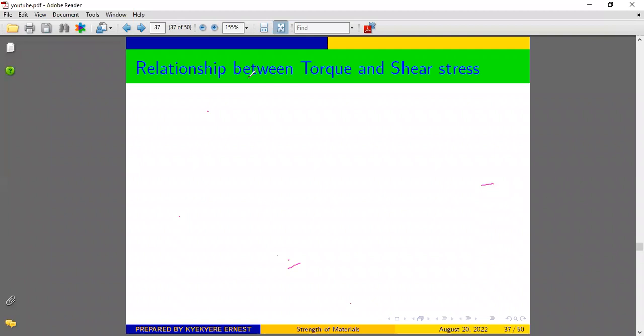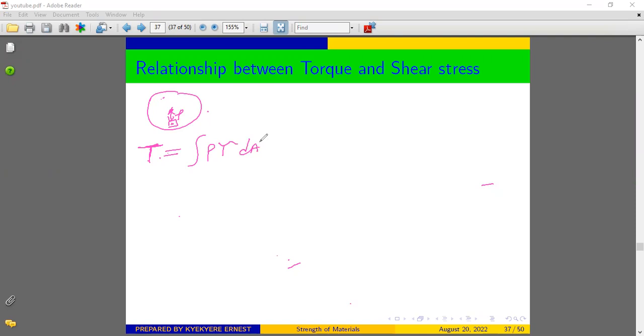So from our previous slide, we said that the torque at every point, so if I have a circle like this, this is the center, and I have an area like this here, then the torque in the whole area is equal to the integral of the distance from this point to that point, which we represent with rho, and the shear stress times dA. So we have already proved this formula.